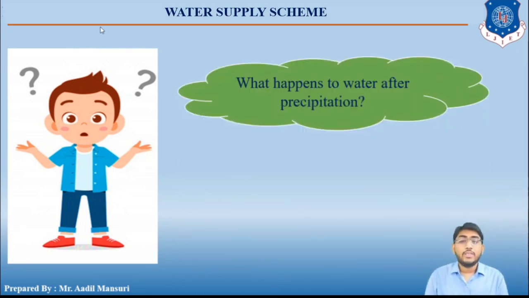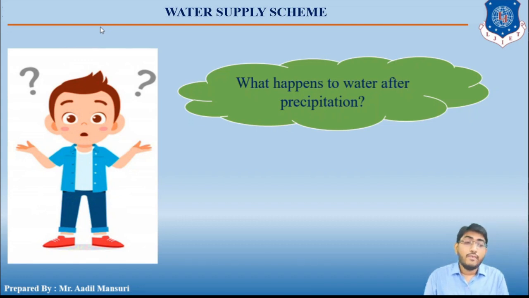Now what happens to the water after precipitation? Some portion of rainfall percolates into the ground, and it follows the action of filtration, and thus groundwater is free from suspended impurities and bacteriological impurities. It may be present sometimes also.